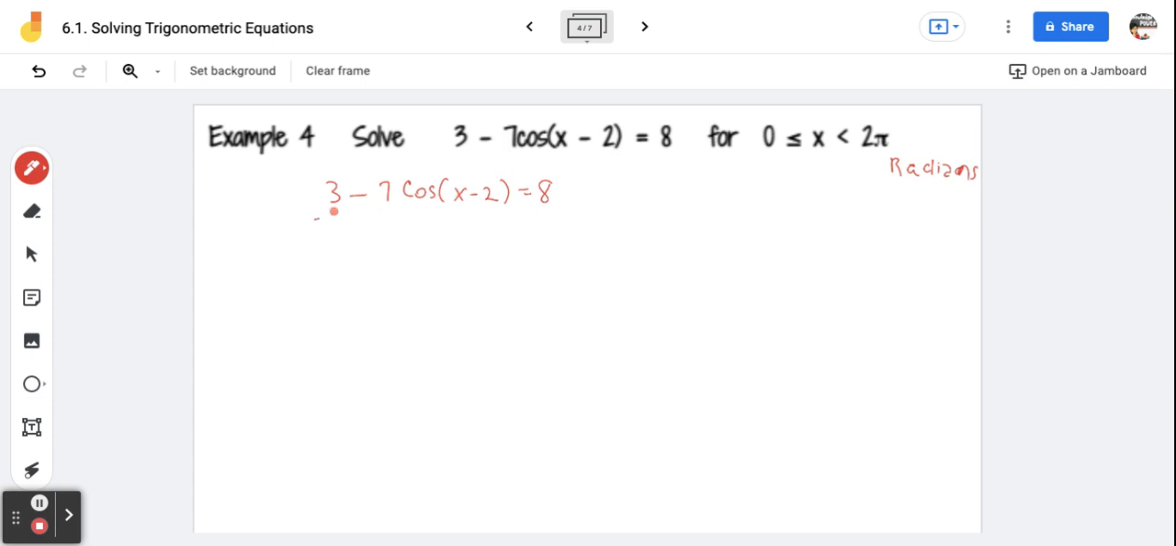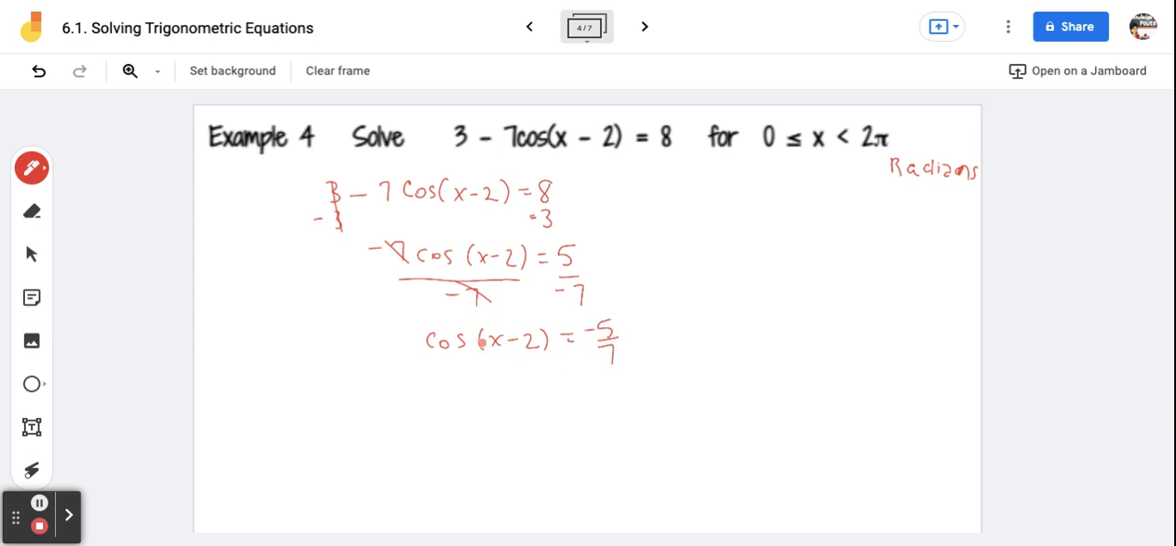So I'm going to subtract 3. So I have negative 7 times the variable equals 5, which is 8 minus 3. And then I'm going to divide by negative 7. I get cosine of x minus 2 equals negative 5 over 7.